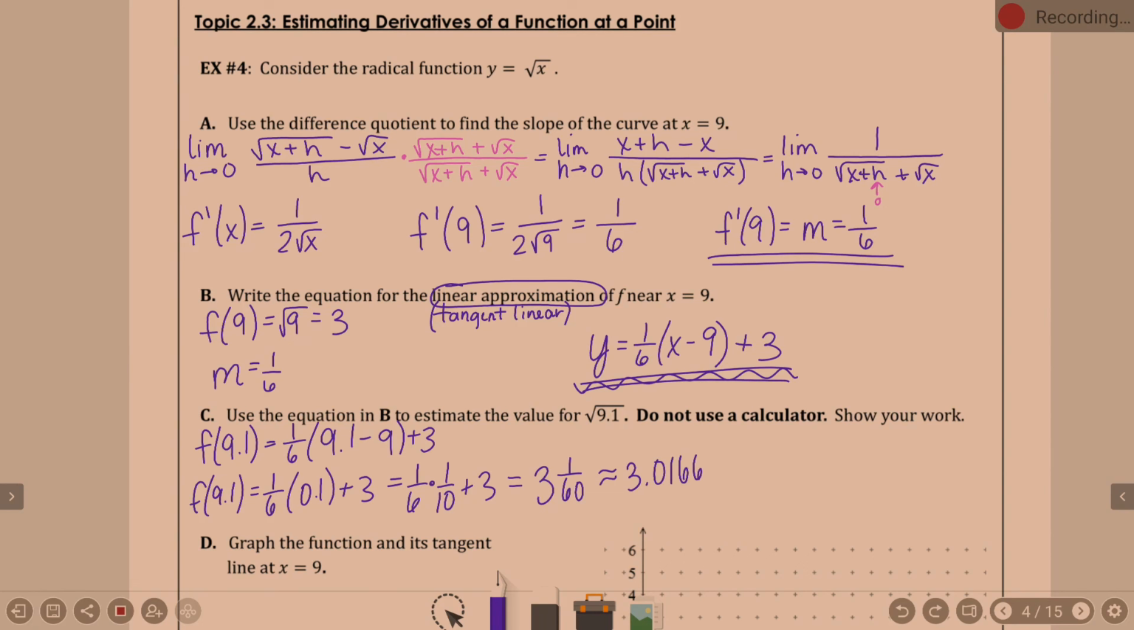Again, not the big concern here. Would 181 over 60 be equivalent? That's equivalent. Okay. But I left it more as 3 and 1/60th only because this should be close to 3, right? And that's what I'm trying to show. Because square root of 9 is 3, so square root of 9.1 should be something close to 3, just a smidge bigger.